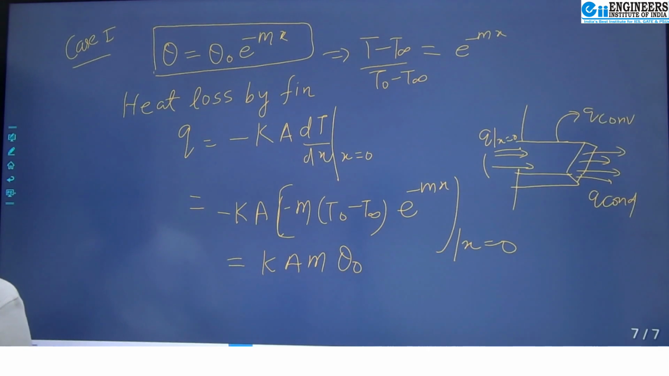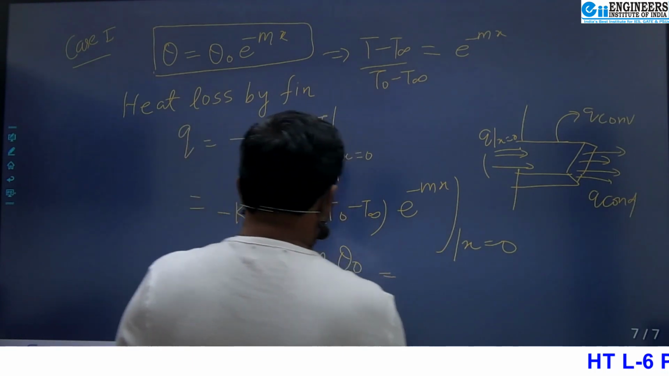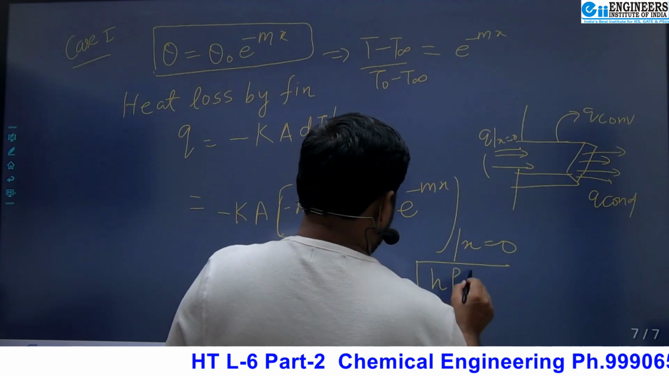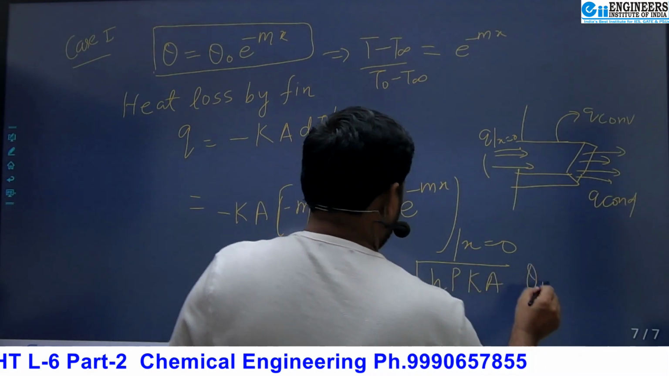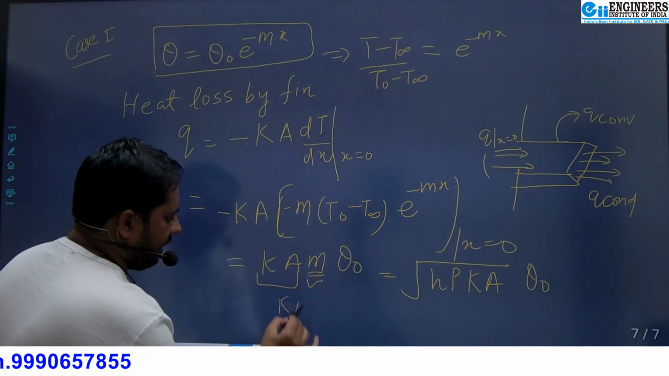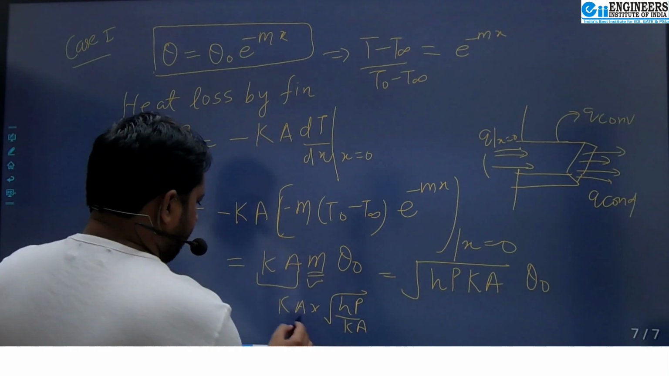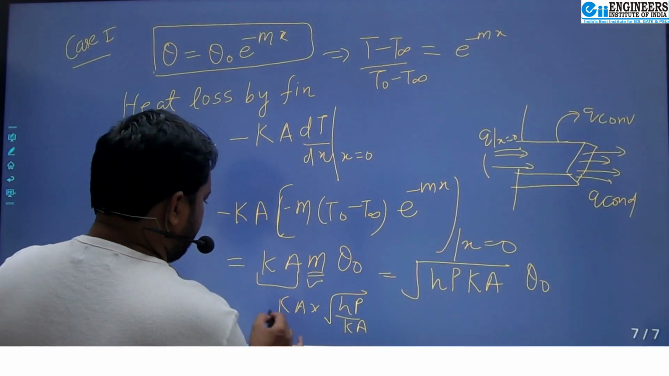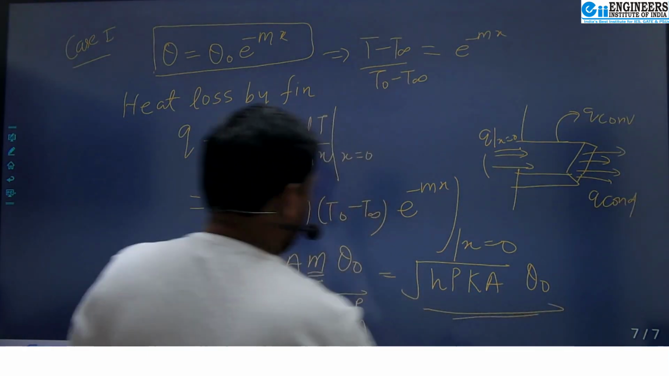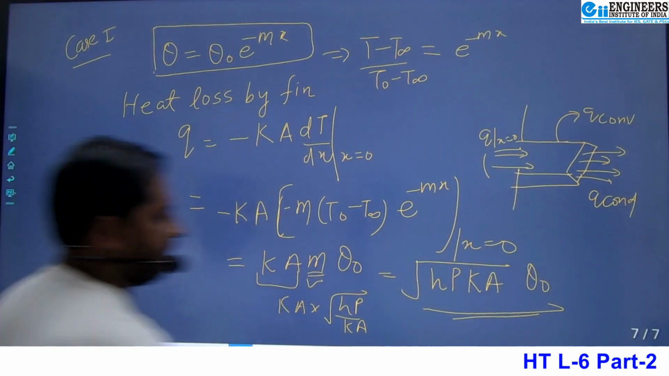So this is our desired result. Or if we put the value of m as root hP upon kA, it becomes root hPkA into theta naught. How is it? Because when you multiply k with m, kA into root hP upon kA, this cancels out with part of it, and root k is left that is multiplied inside, and we get this value. So the heat lost for a fin of infinite length is this particular value.